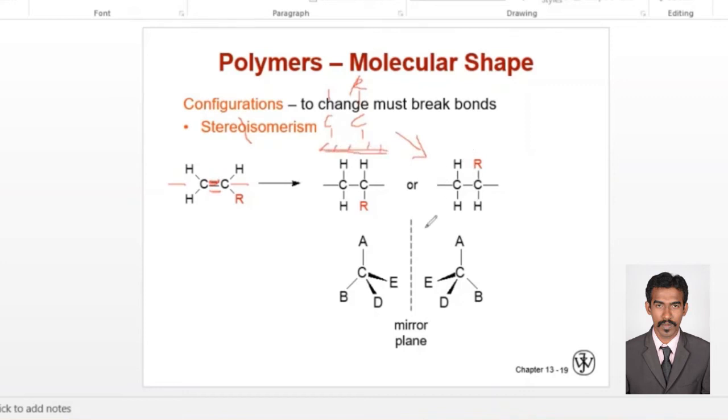In a similar way, you place a mirror here. So A will be there, this E will be here, this D will be here, and this B will be there. So the same structure taking a different orientation is known as stereoisomerism.